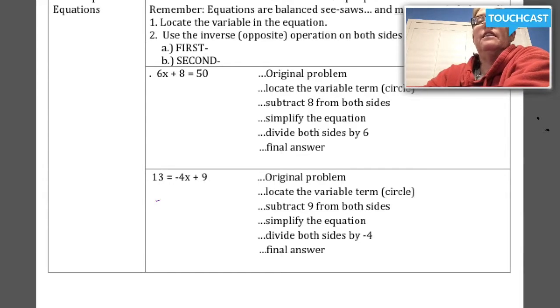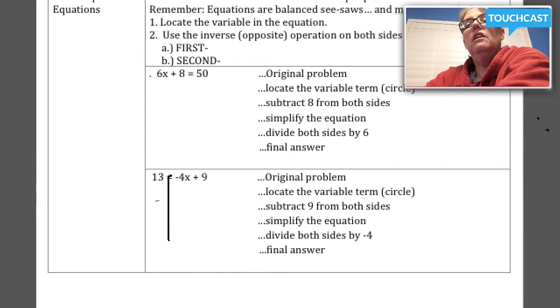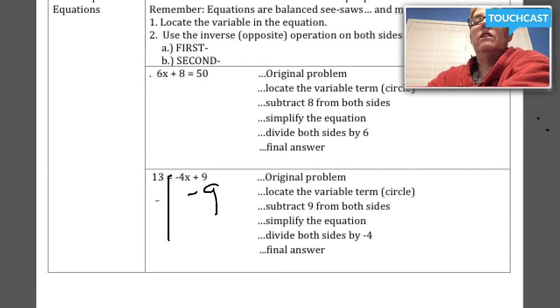All right, the last one at the bottom of the page. Notice that the variable's on the other side of the equation. Here's my variable, this is where we locate it. I have a positive 9 and a negative 4x. I need to figure out which one to do first. I'm always going to add or subtract the constant first. 9 is the constant because it doesn't have the variable. So I'm going to subtract it from both sides. Then 13 minus 9 is 4.